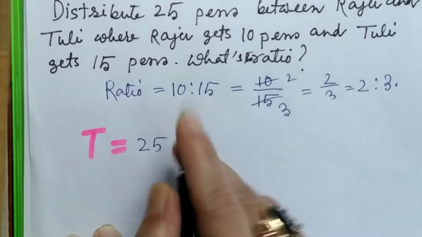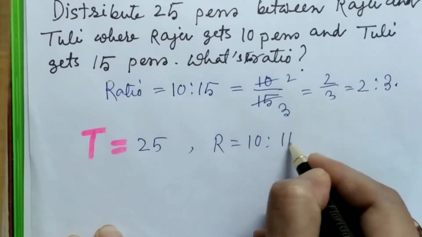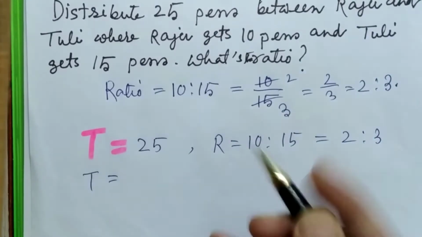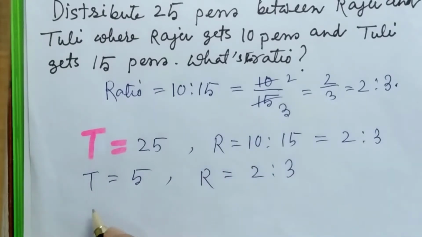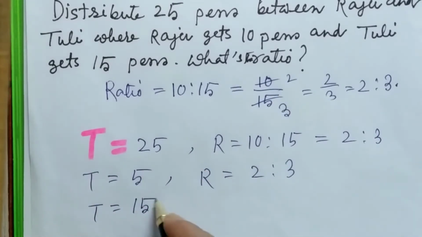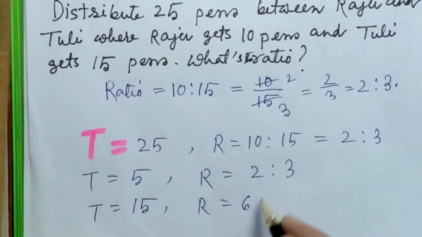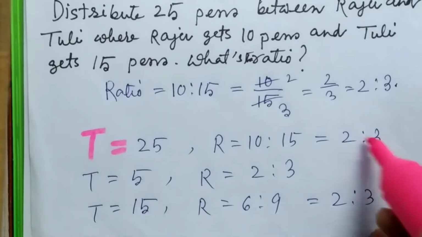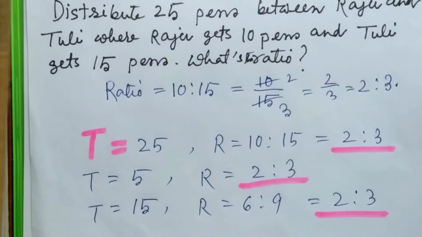Then their ratio is equal to 10:15, which we can also write as 2:3. If again the total is equal to 5, then also the ratio is equal to 2:3. If the total is, suppose, 15, the ratio distributed like 6:9, then also you can write it as 2:3. So in all cases, we can write the ratio as 2:3.